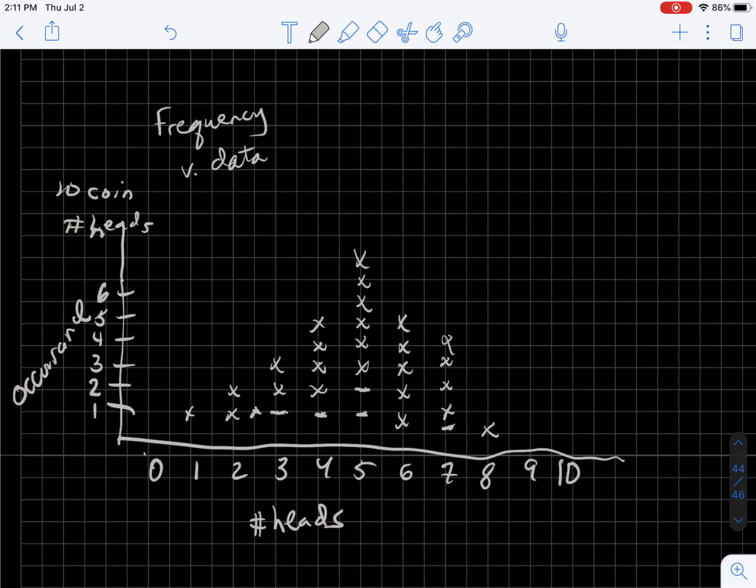And if you do enough trials, eventually your data on your histogram is going to look like this. And what does that resemble? Well, if we do a linear plot of it, it resembles our Gaussian curve. So histograms are used to construct a Gaussian curve.